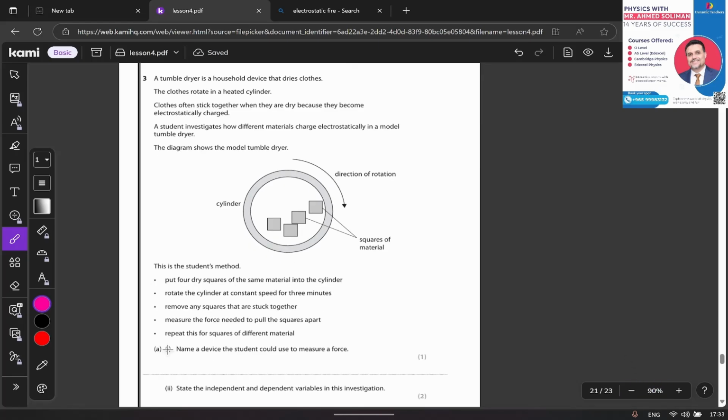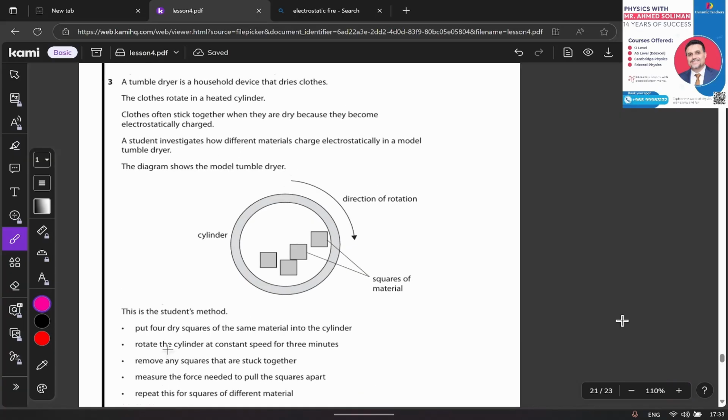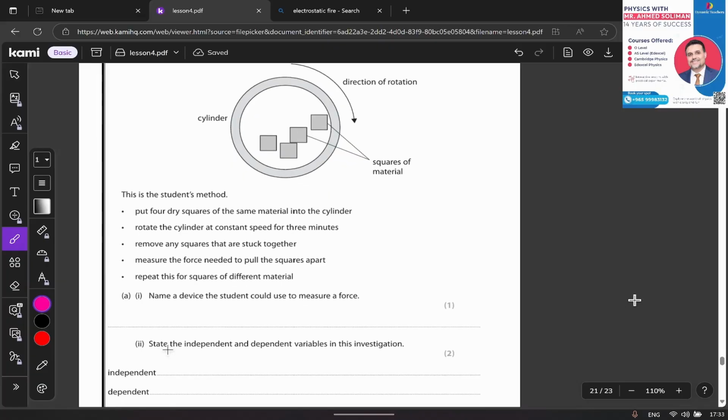The tumble dryer is a household device that dries clothes. The clothes rotate in a heated cylinder. Clothes often stick together when they are dry because they become electrostatically charged. A student investigates how different materials change charge electrostatically in the model tumble dryer. The diagram shows the model tumble dryer. This is the student's method.